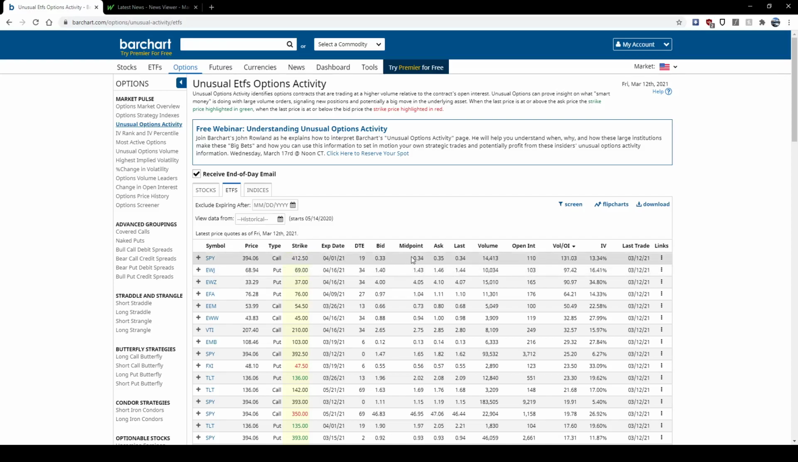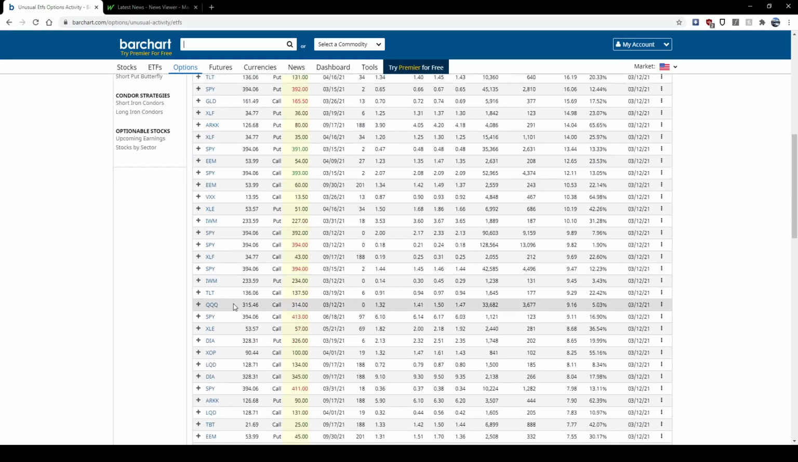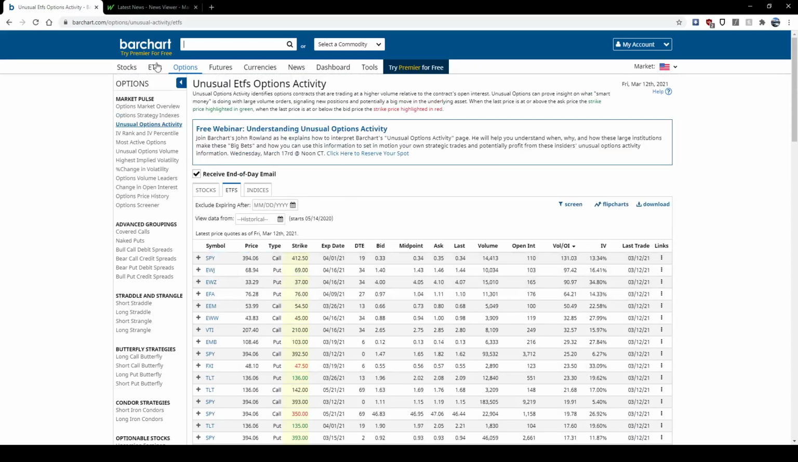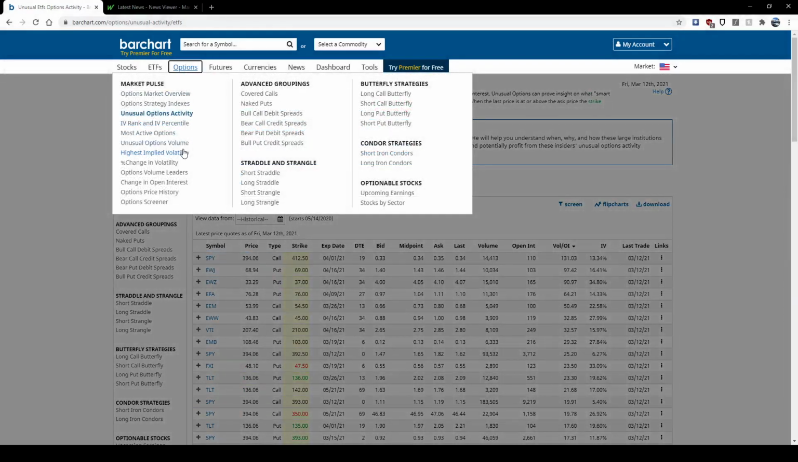So whoever took this position is very positive that we'll see the market heading up going into these next coming weeks. And then it shows you the midpoint, the ask, and overall how much the position is going to cost you, and the overall volume and open interest. So that said, that is just another tool you can use here. That is the unusual options activity, and it does show you ETFs and stocks.